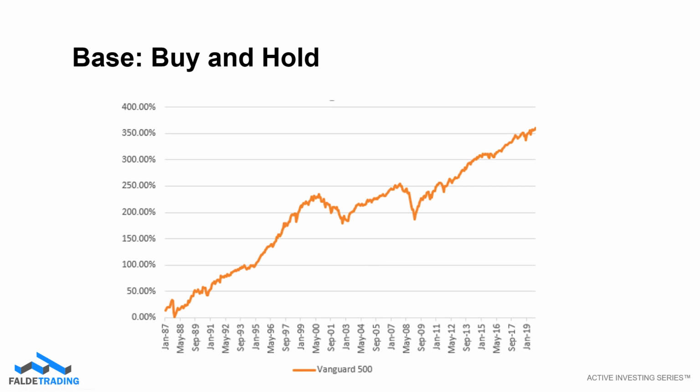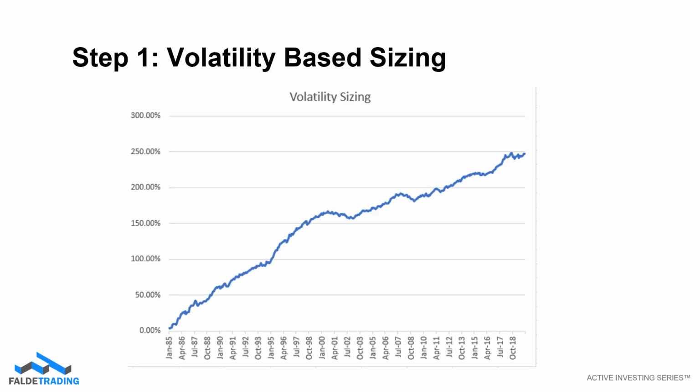Okay, so that's the base. And if we can improve our risk-adjusted returns over this using something as simple as the volatility to change our sizing, then it may be worth continuing to look at it and use it in the future. All right, so this is just step 1. All this is, one single change to that is to use volatility-based sizing.